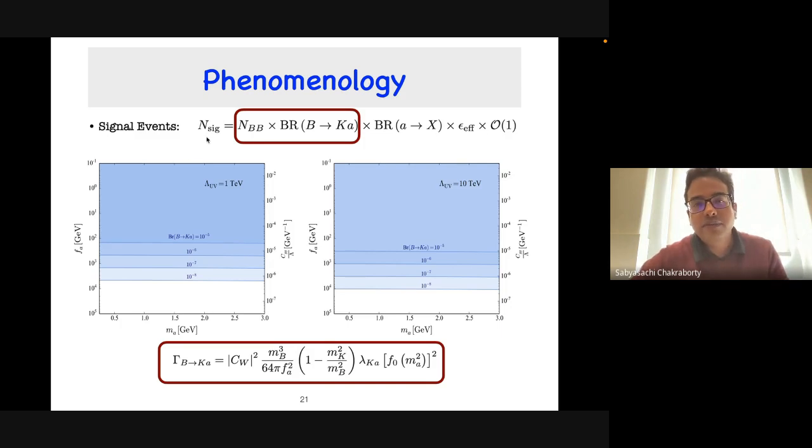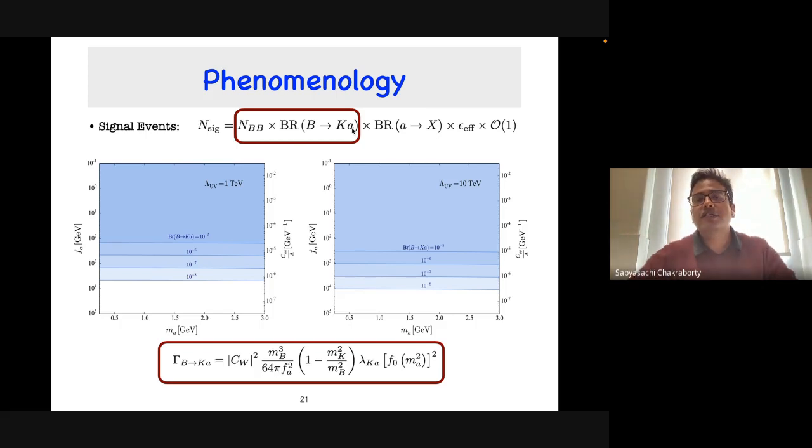As we see in Belle, the number of signal events over the background depends on many things. It depends on how many pairs of B B-bar are produced. At Belle it is around 10 to the power 6. At Belle 2, it would be around 10 to the power 8, if I'm not mistaken. Then the branching of B to K a, this was our calculation. At the quark level, it's B quark going to S quark and axion. At the meson level, it's B meson going to K and axion. This was only about production.